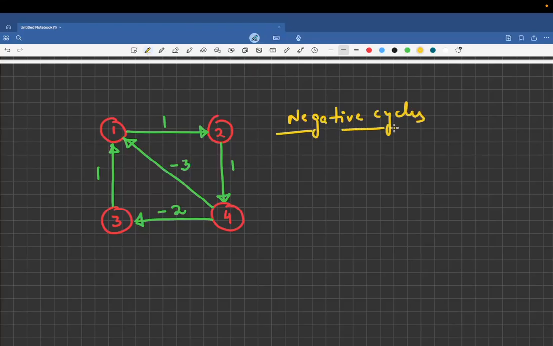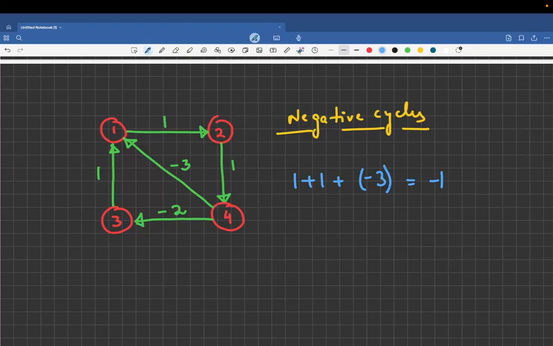What do we mean by negative cycles? A negative cycle means that if you traverse the cycle, the total sum of edge weights of the cycle is less than 0. For example, if you travel in this particular cycle, can you sum the weights of the edges? 1 plus 1 plus minus 3. What will be the output? It will be minus 1, right? This means that this is a negative weight cycle.